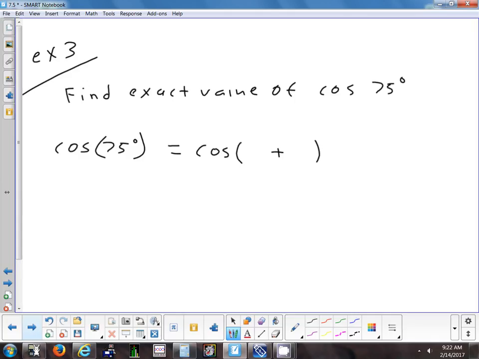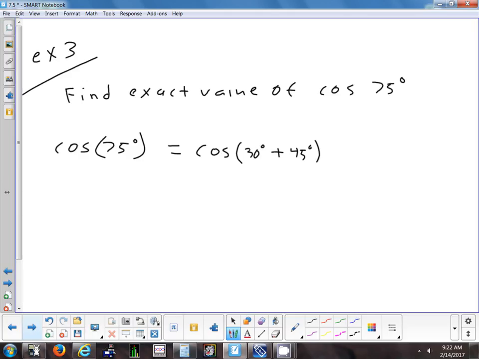What are the two angles we can add that are easy to work with? 30 and 45. We can add 30, and it doesn't matter the order you do it in, and 45. So that's the cosine of a sum. Let's split that up using our formula we just came up with.